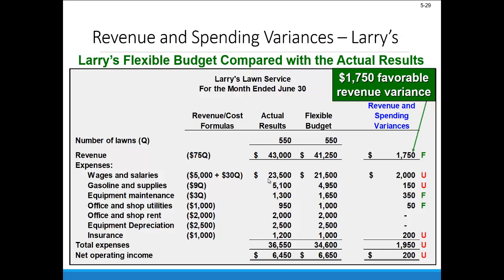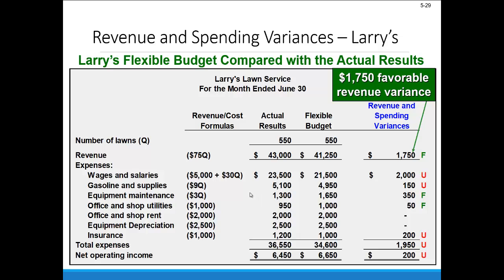Gas and supplies came in at $5,100. Flex budget said it should have been $4,950. So we had a $150 difference there. That one again is unfavorable since actual is greater than flex. And here, well, especially since gasoline's included, could just be rising prices of inputs. Gas prices tend to bounce around a bit, as you all know, so that could account for a difference there. Equipment maintenance, $1,300 was the actual spend. Flex said $1,650, so that's a $350 difference, but it's favorable because actual is lower than flex. Here we just spent less than expected for maintenance.